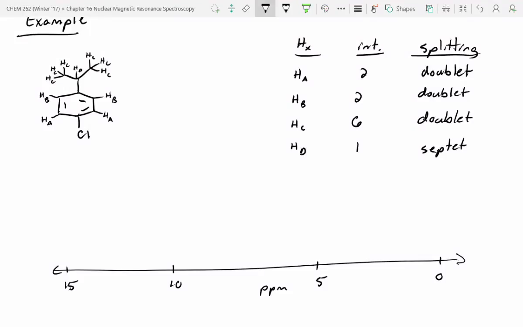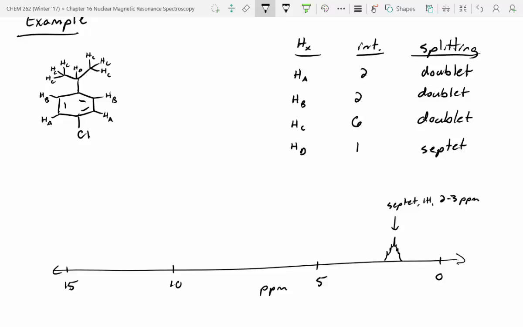And I'm going to put it in right about here. I'll do my best to make a septet. And we could say this is our septet. It's got an integration of 1, so I'll say 1H. And it's between 2 to 3 ppm according to that handout that I gave you.